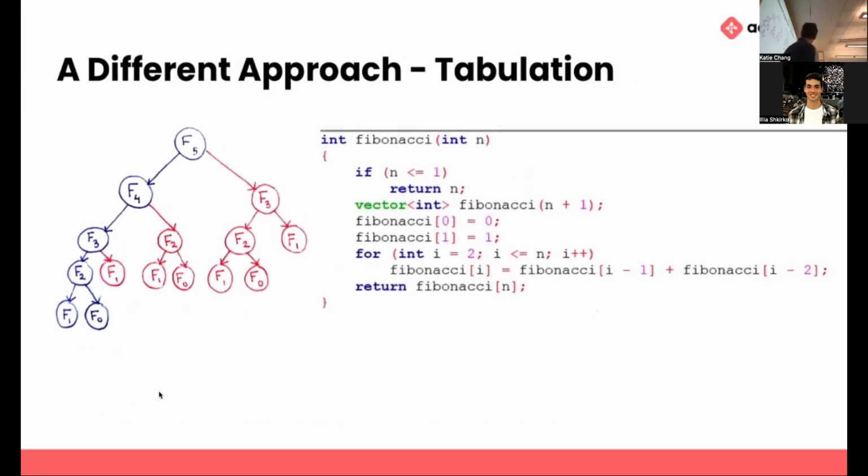To show how it works, here I pasted a snippet with code for this function. You see here how we first initialize the base values for F1 and F0. And then we simply loop through every element from 2 to N and sum up the two previous elements to find the value. This way, there is just one function call, and this saves us a lot of runtime. Do you have any questions about this?